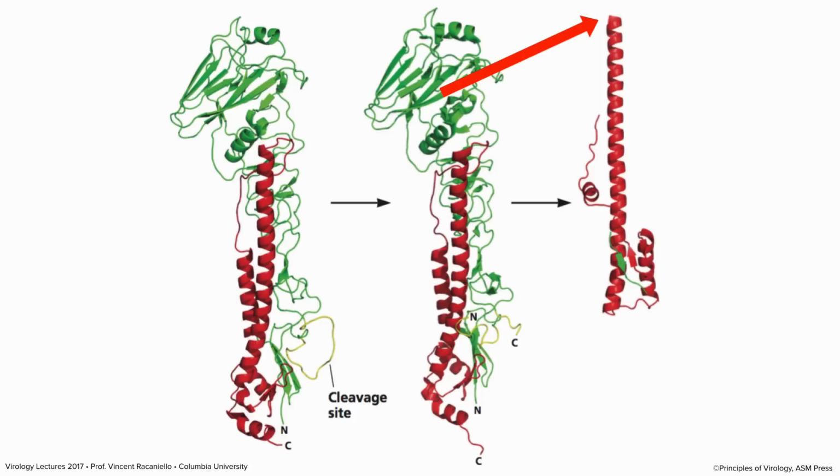At low pH, this reorientation and formation of additional alpha helices brings up the fusion peptide so it can insert into the cell membrane. So low pH is needed for this, and also cleavage. If the protein were not cleaved, it would not be able to reorient, and fusion would not occur.